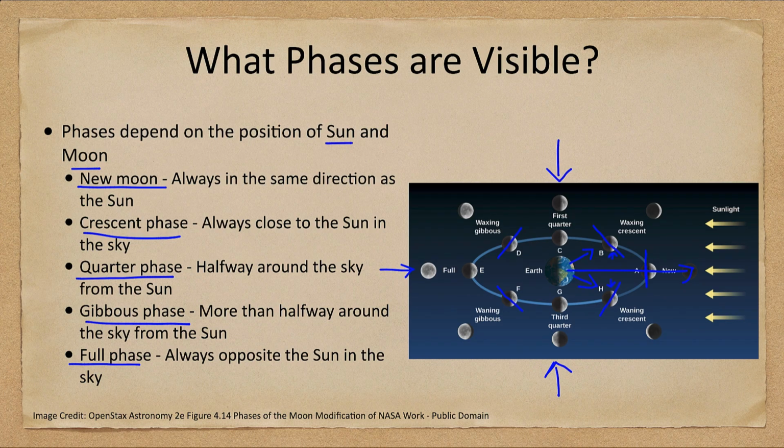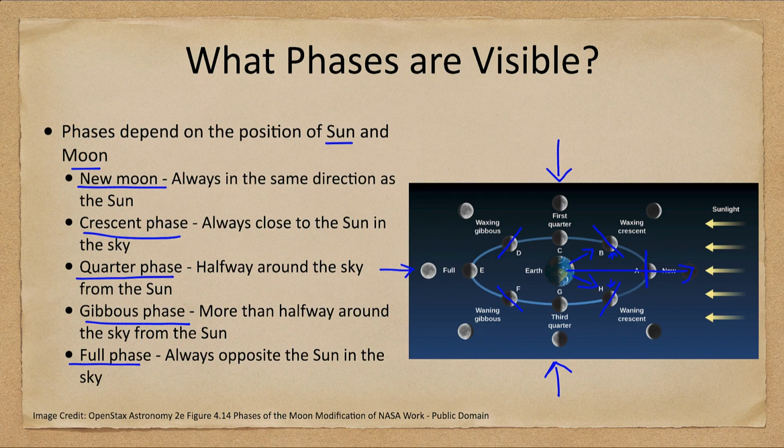If you see a quarter phase moon, and for whatever reason don't know what time it is, you can figure it out by which side is illuminated. If it's the right side, that would be first quarter, and the left side would be third quarter.